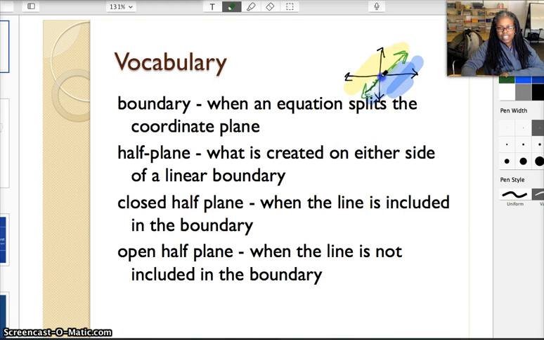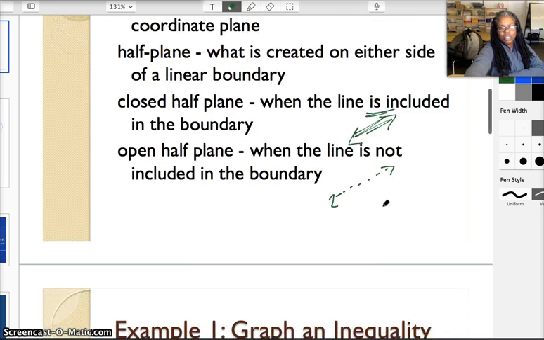So I know that seems a little bit strange, but I think it'll make better sense when we do a couple of examples. So just to close, a closed plane is when the line is included. That means a solid line. A half open plane is when the line is not included, and you'll have a dotted line when you're referring to your graph. All right, so this is just a little heads up. It'll make sense when we look at some examples.